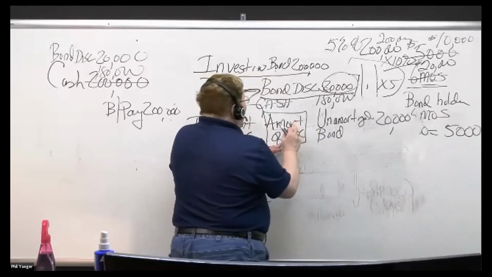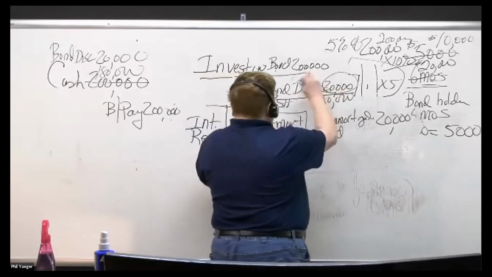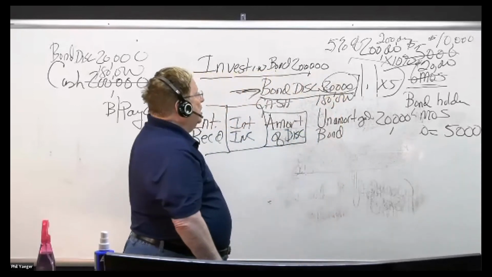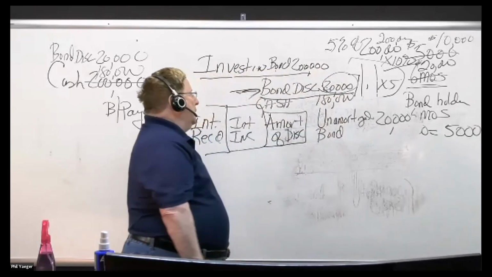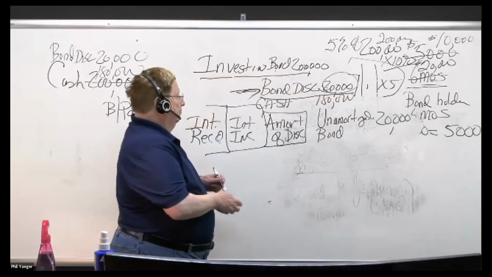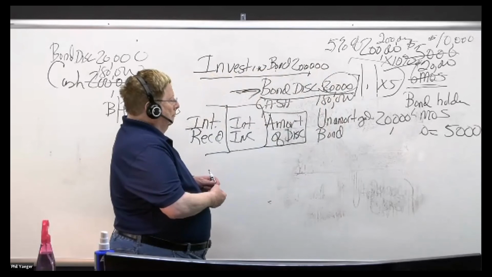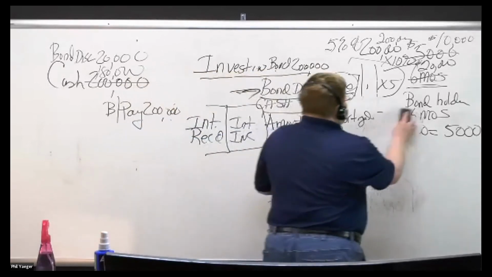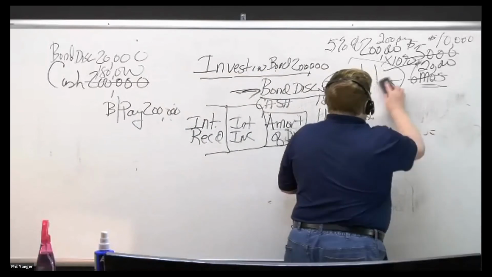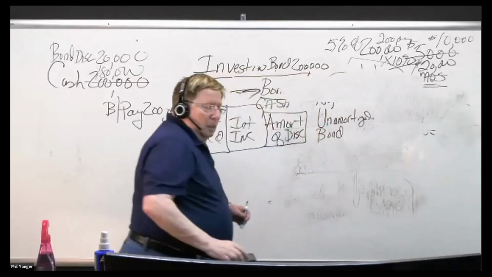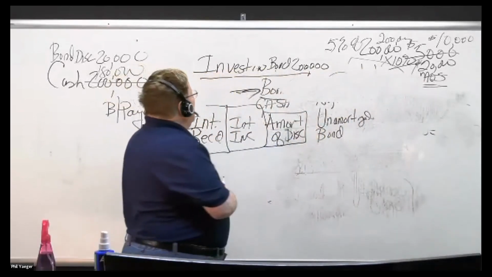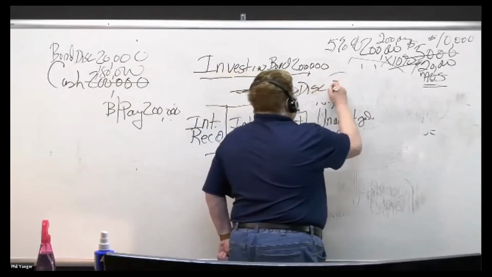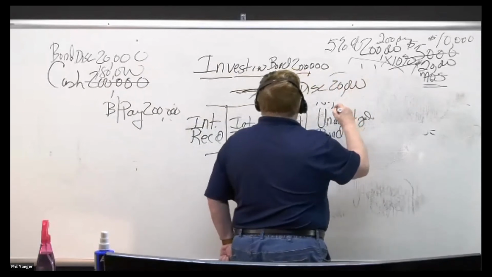What do I do with the amortization of the discount? In this case, where the discount is 20,000, am I going to decrease it when I amortize it or increase it? Does anybody know what I'm talking about? Decrease. We're going to decrease it, because at maturity our bond discount will be totally amortized, won't it?